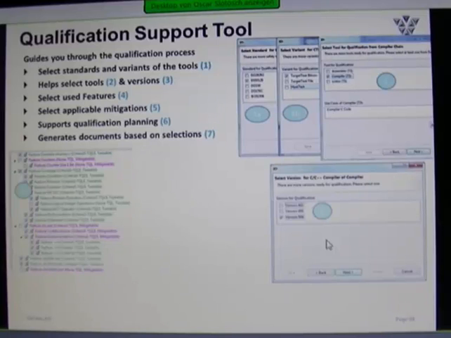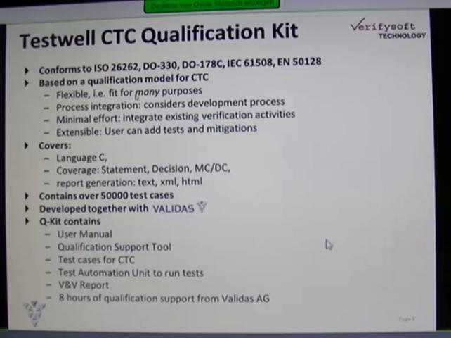Does this mean you have to describe some restriction, how to use it, or what is that? Exactly. So we have mitigations that describe restrictions, how to use it. It fits for many purposes. You know what this means, and it covers the C language. It contains over 50,000 test cases. I think most of the test cases were new. We developed some of them together with Verifysoft, and Validas also contributed some of the test cases. Most of them come from our test case generator.